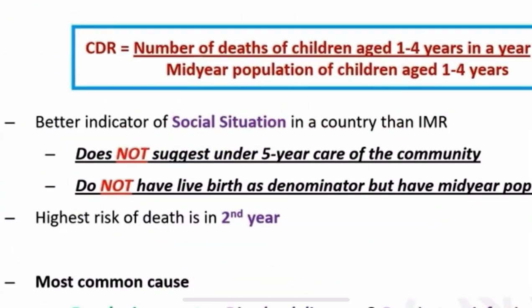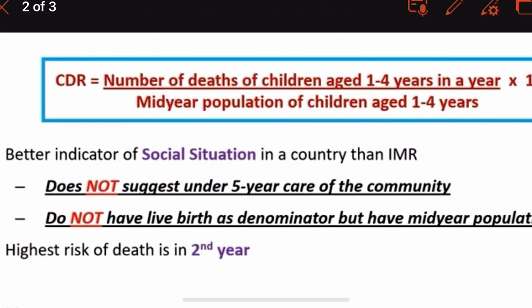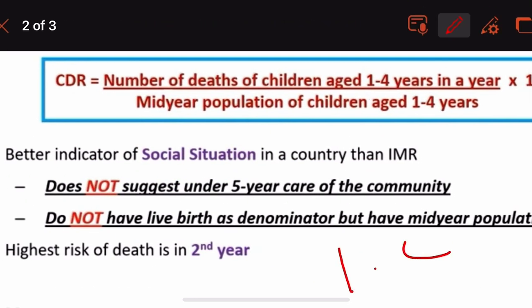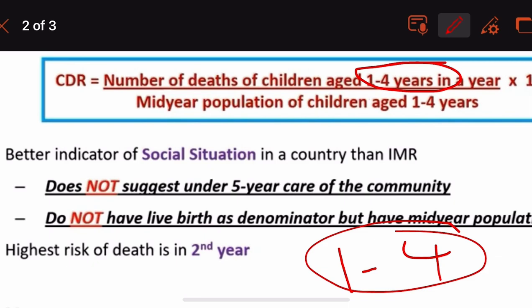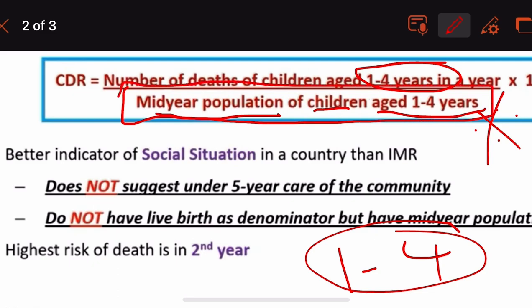You can see the formula here. The child death rate, 1 to 4 year mortality, we are finding out. So the number of deaths of children aged 1 to 4 years in the year, by the mid-year population of children aged 1 to 4 years. Very important, you have to remember, in the denominator we have the mid-year population of children of 1 to 4 years.